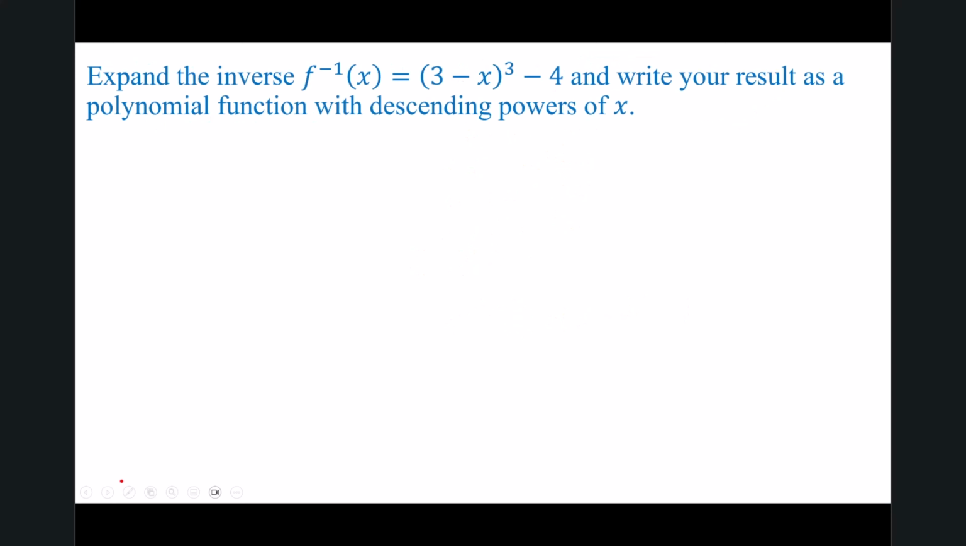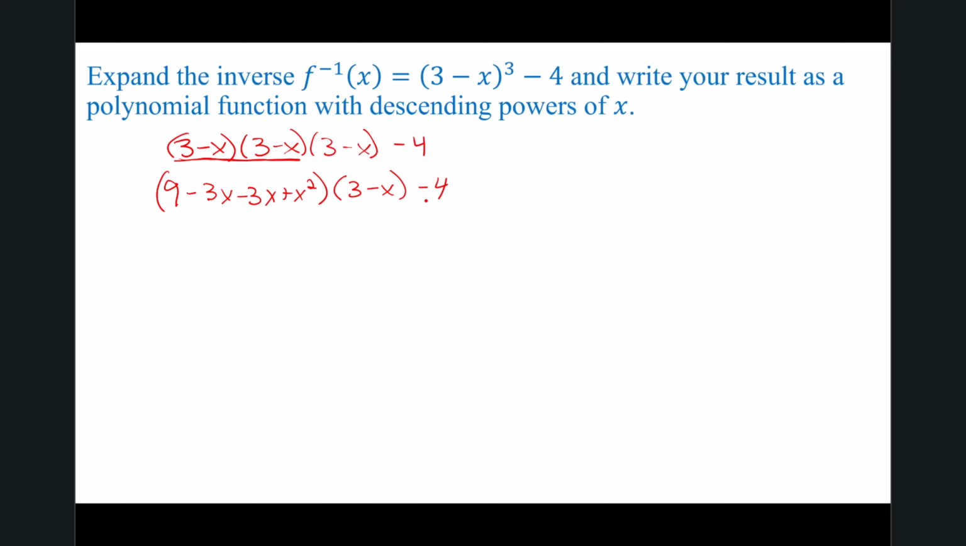Let's expand this inverse, and we'll write our result as a polynomial function with descending powers of x. So to expand this, I have 3 minus x cubed, so 3 minus x times 3 minus x times 3 minus x, and that's all minus 4. So first I'll multiply the first two together, I'll FOIL, so we have 9. Outside and inside are both negative 3x, and last is x squared. Then I still have times the other 3 minus x and a minus 4. Combining like terms, I have 9 minus 6x plus x squared times 3 minus x minus 4.